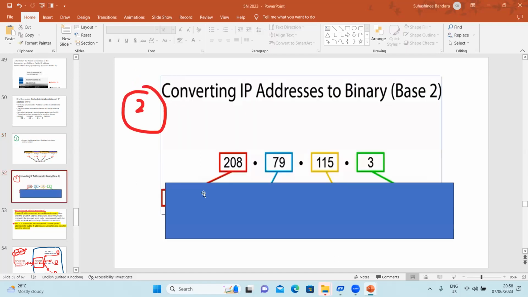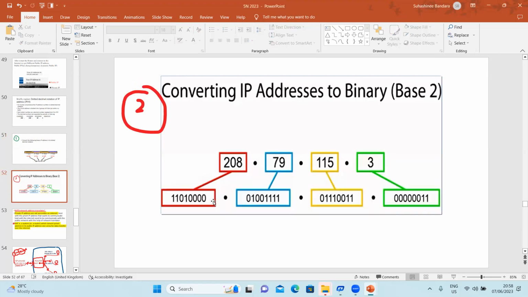Okay, check the next one's answer. Okay. So each number should contain 8 bits. Each decimal number should contain 8 bits. Okay.